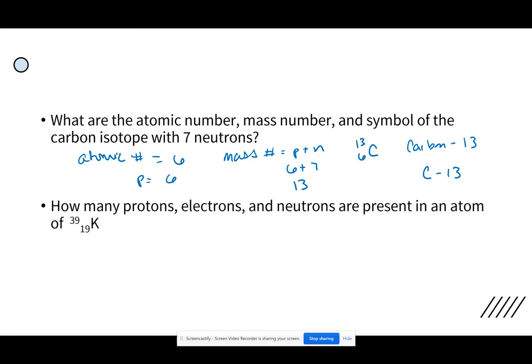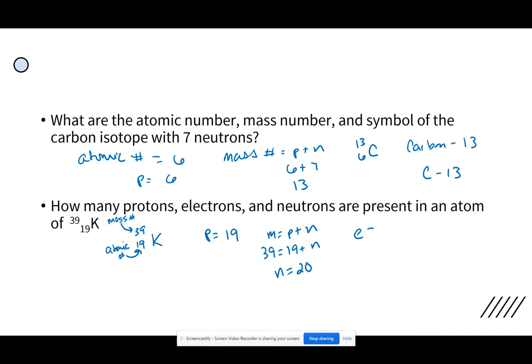How many protons, electrons, and neutrons are present in an atom of potassium? So again, when it's written like this, the mass number is on top, and the atomic number is on the bottom. So protons is equal to atomic number, so it has 19. Neutrons: if mass is protons plus neutrons, we know the mass number is 39. We know the protons are 19, so easy little math there. Neutrons would be 20.